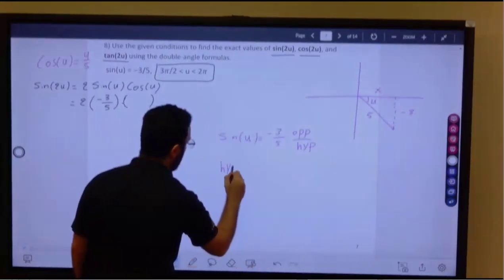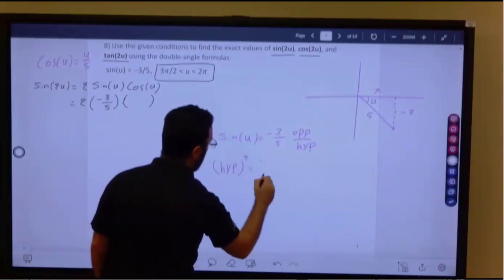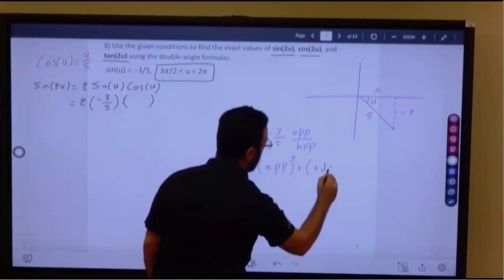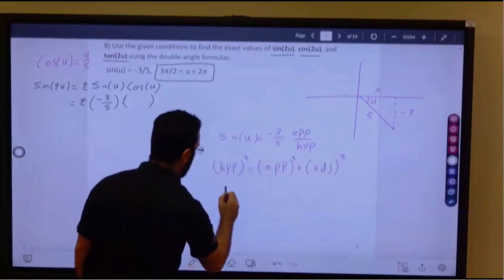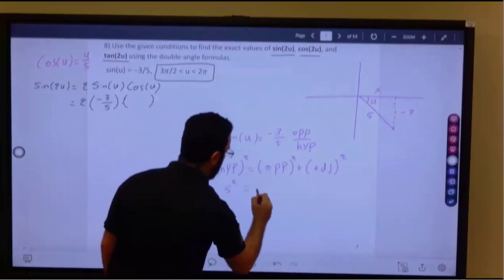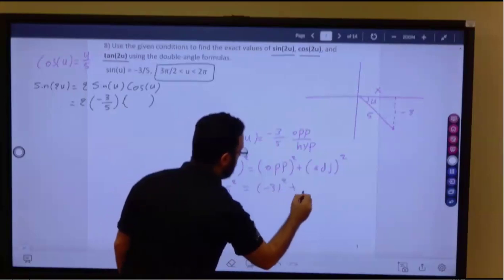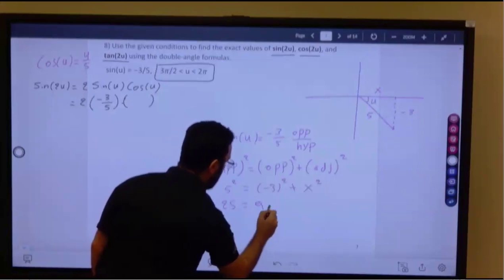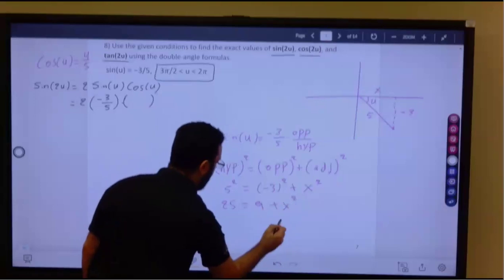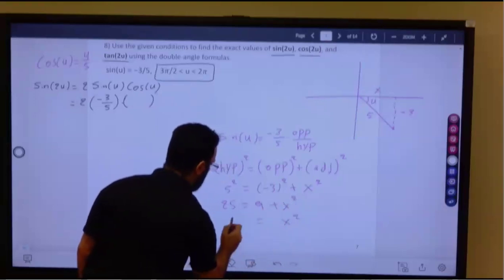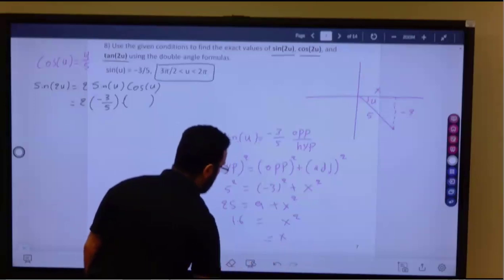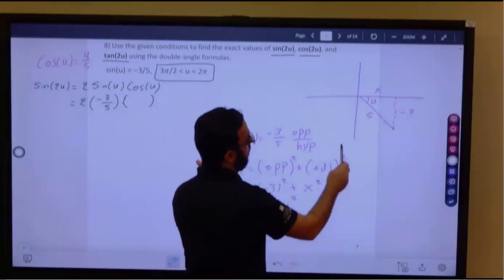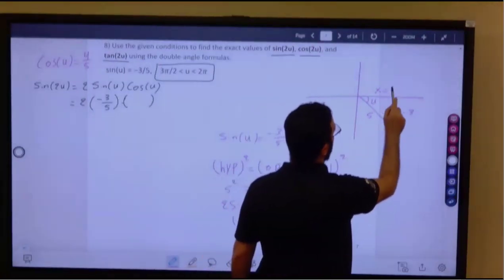So the hypotenuse squared equals the opposite squared plus the adjacent squared. In this case, it's 5 squared equals the opposite, negative 3, squared plus x squared. So it's 25 equals 9 plus x squared. Move the 9 to the other side by subtracting 9 from both sides. So x squared is going to be 16. Take the square root of both sides. So x is going to be 4. Again, it's plus or minus, but if you look at the x on this side, it's positive. So we take the positive.